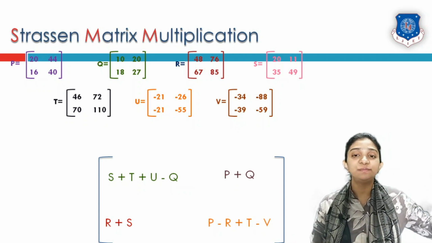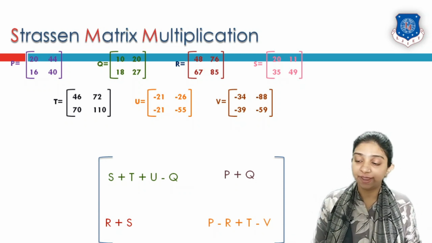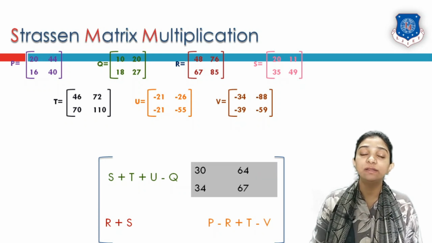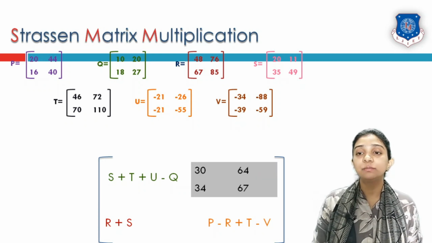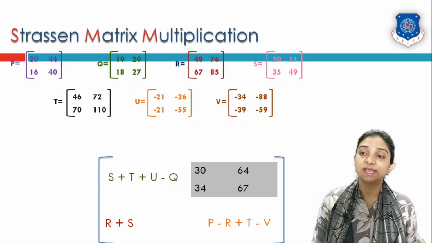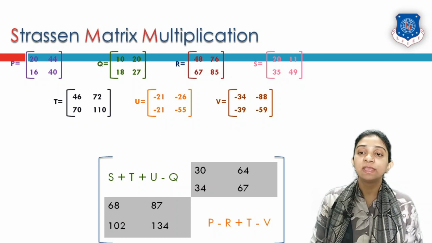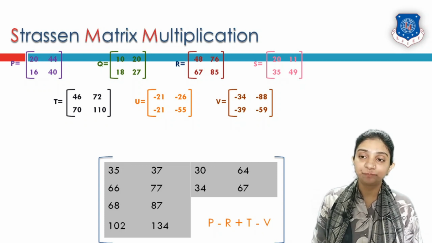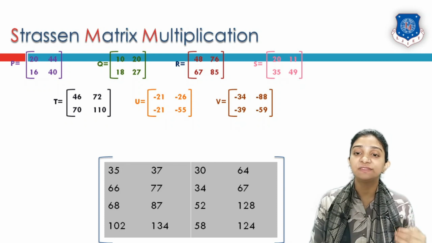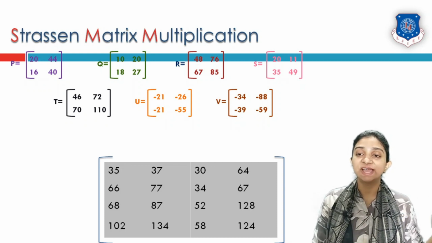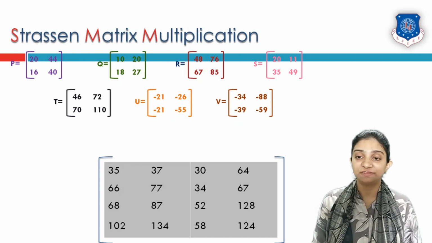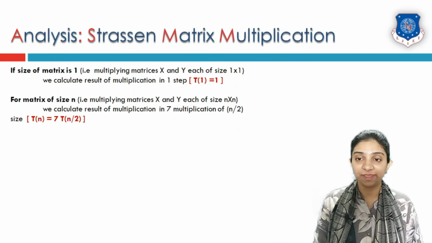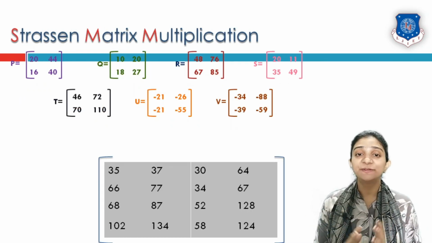So the first component is P and Q. We are going to add them and substitute its value in the result in its place. For the second component, R plus S is calculated and substituted in its place. Likewise, S plus T plus U minus Q is calculated and substituted in its place. And finally, P minus R plus T minus V is calculated and substituted in its final place. So the resultant matrix is obtained as per the screen. I hope you get the method very clearly.